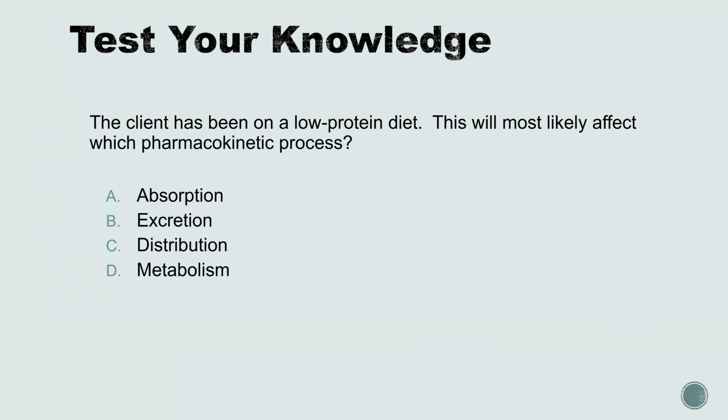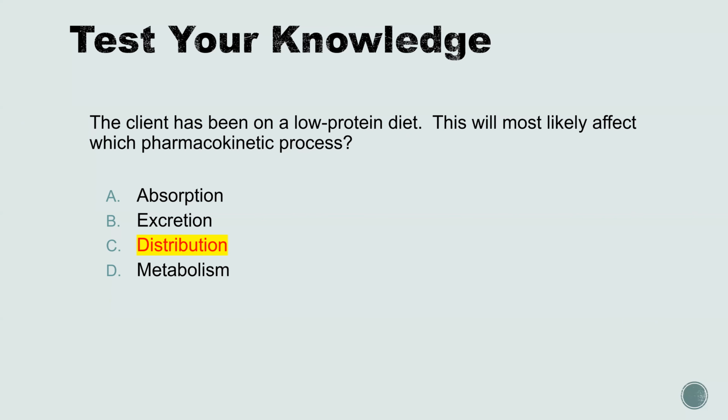So let's test your knowledge. The client has been on a low protein diet. This will most likely affect which pharmacokinetic process? Absorption, excretion, distribution, or metabolism? The correct answer is distribution. Remember that distribution is all about how a drug, or something like a low protein diet, affects the transport to tissues and organs.